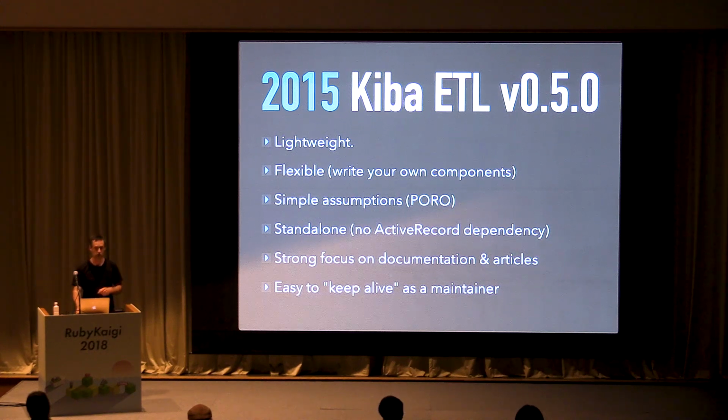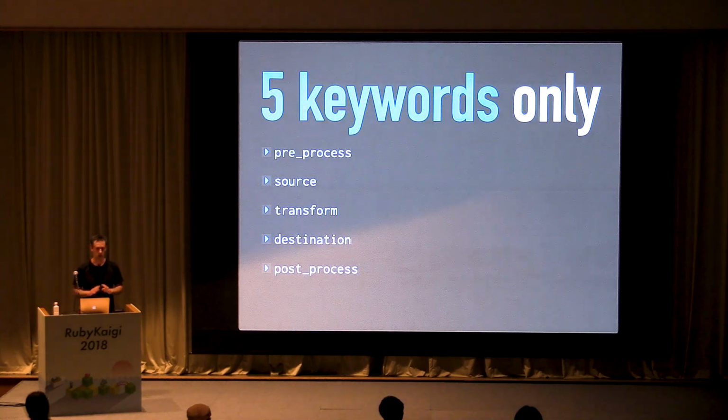Okay, so now I'm going to show you the core parts of Kiba, so you can have a good understanding. Only 5 keywords. Pre-process and post-process are blocks that are executed at the very beginning or at the end. At the beginning, if you need to, for instance, download something in bulk before you process it. Post-process is the same. Maybe you want to run a quick report without launching a second script. And then you have source, transform, and destination. That's it. Kiba core does not provide you with components. It just provides you with a convention that you must follow.